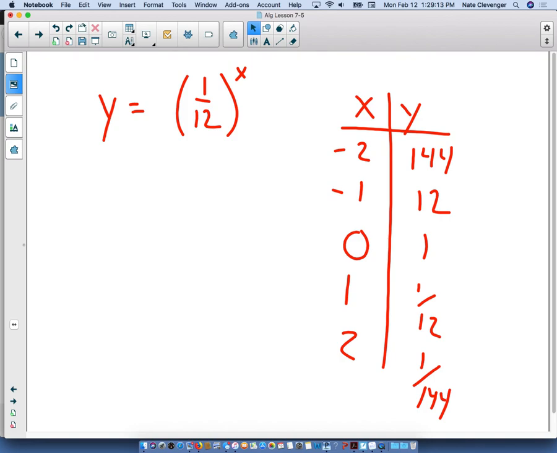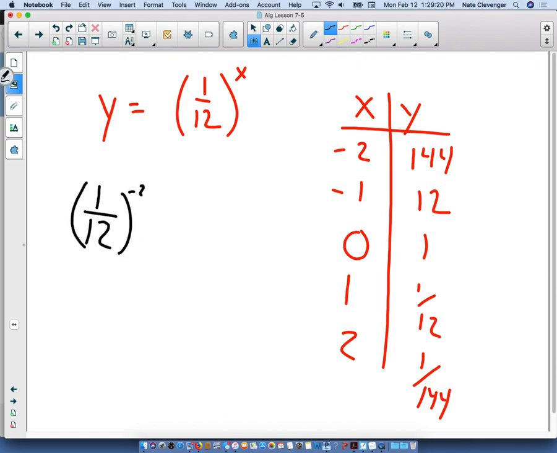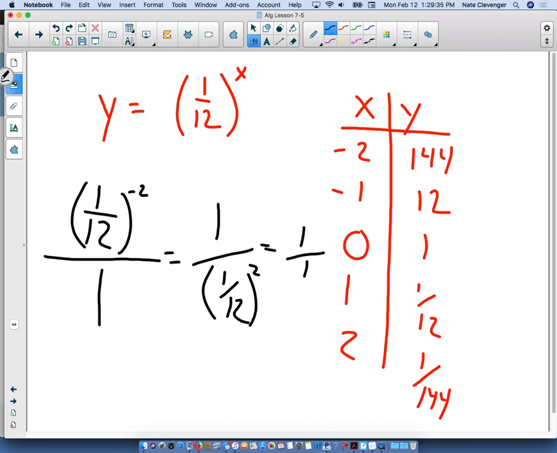Again, you're plugging in the -2 for your x. That's going to make it 1 over 12 to the -2nd power, all over 1. So to get rid of that negative exponent, you drop it down. And then you have 1 over 12 to the 2nd power. That's 1 over 144. And when we have that 1 over situation, we can just flip that and make it 144.